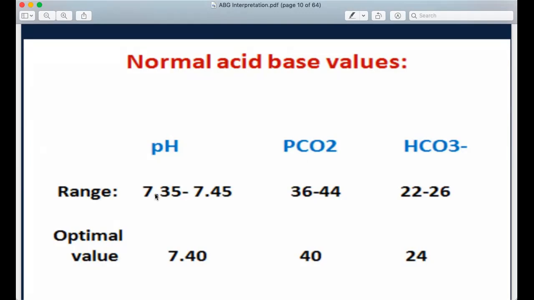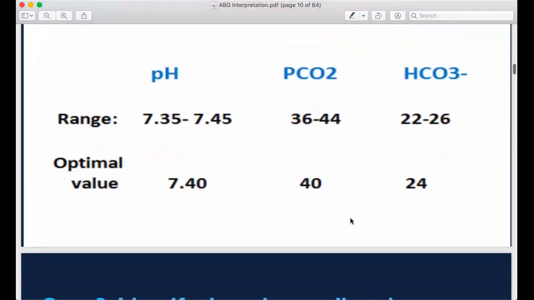So normal pH is 7.35 to 7.45, with partial carbon dioxide 36 to 44, and HCO3 22 to 26. Let's suppose they have given you a specific value and you don't know. In those times you need to know the optimal value. Optimal value is very, very important, more than the range value. So pH 7.40, PCO2 is 40 and HCO3 is 24. This is the optimal value.